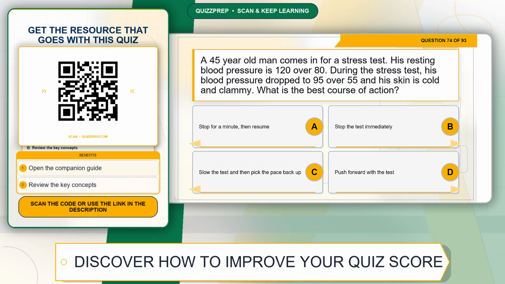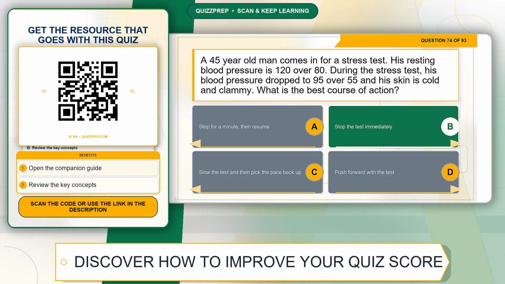Option A, stop for a minute, then resume. Option B, stop the test immediately. Option C, slow the test and then pick the pace back up. Option D, push forward with the test. The correct answer is option B, stop the test immediately.